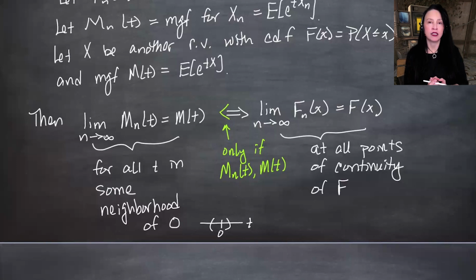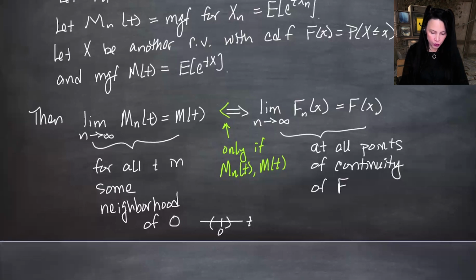And this is good because a lot of times we can't write down CDFs in closed form. I was just saying it today. Even for the standard normal distribution, we don't have a closed form expression for the CDF, but we do have a closed form expression for the moment generating function. So let's look at one quick example, and then I think we're going to call it a day.